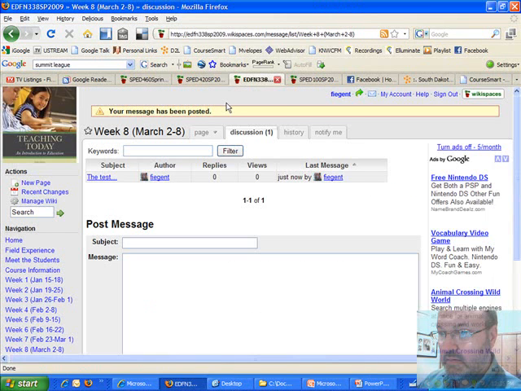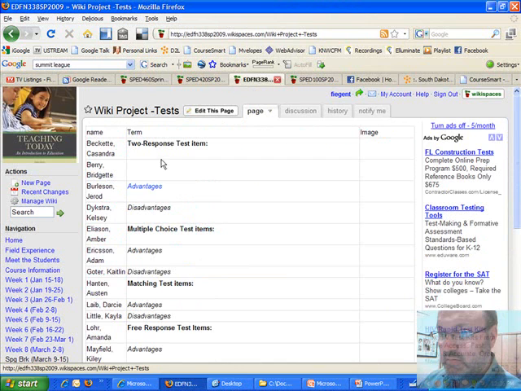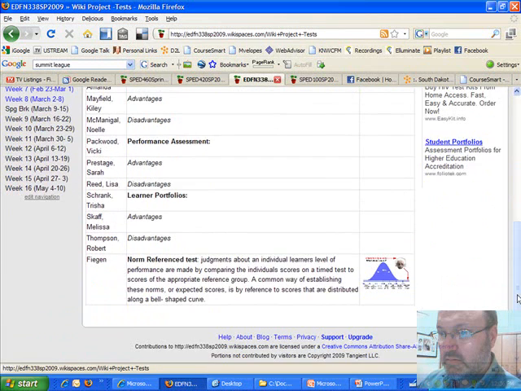On this program for this project test, here's what I've done: you all are assigned a part of it. For example, Cassandra here is to tell about what a two-response item is, and then Jared and Kelsey will talk about the advantage and the disadvantage, and of course an image over here. And I have one down here that I've done, a norm reference test. I give a little description about it, and I have a little image.